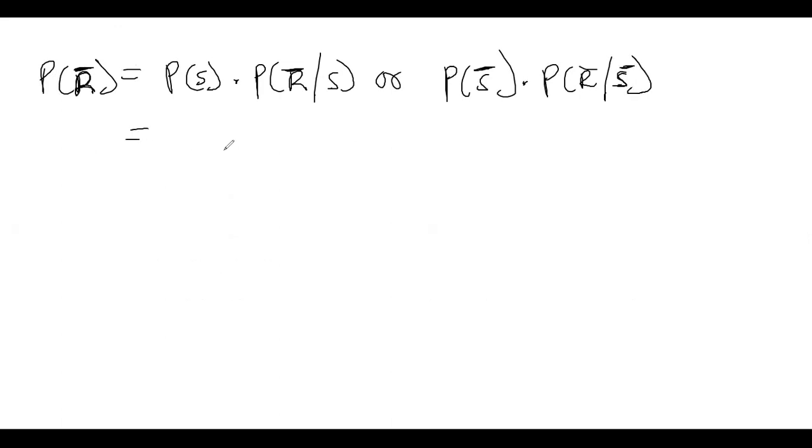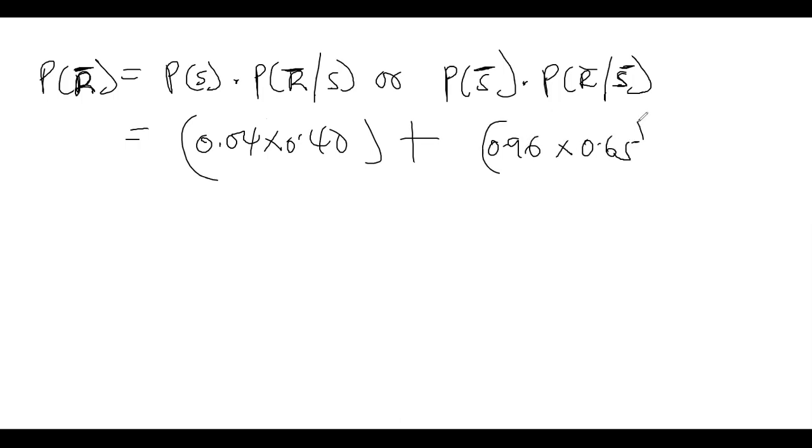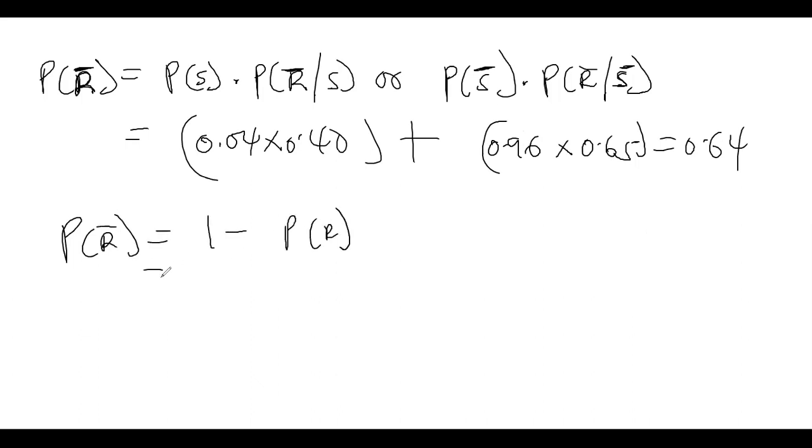So this will essentially give us 0.04 times 0.40 plus 0.96 times 0.65. So this will give us 0.64. So 0.64 is the total possible outcome if you have not replaced your CEO. Of course, this could alternatively have been found by saying that the probability of not replacing the CEO is simply 1 minus the probability of replacing the CEO, which would have just been 1 minus 0.36, because we solved this earlier, and this would be 0.64.